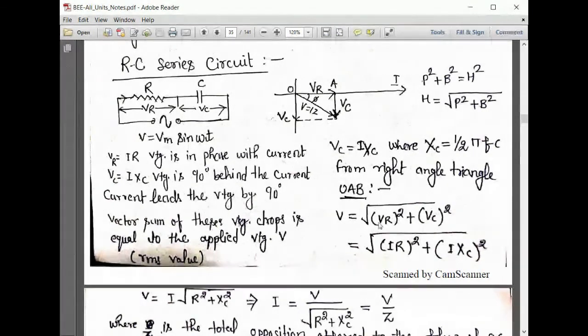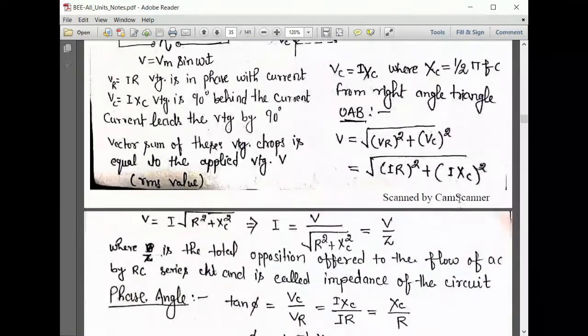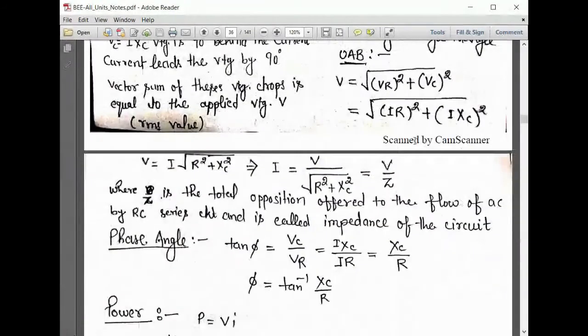Across B we have the VR value, across P we have the VC value. So we will put the value of this voltage right here. Across this resistor we have a voltage IR. Across this capacitor we have a voltage I into XC. Okay, and we will put these values right here, and we solve this equation, and we find out the current value I is equal to V upon Z, same as the case of the RL series circuit.